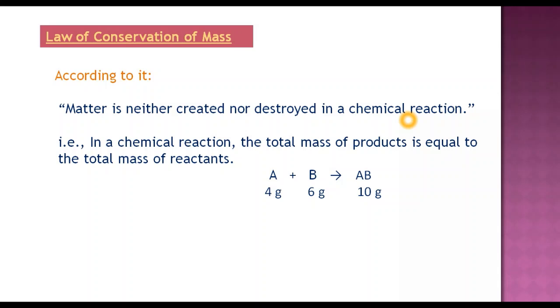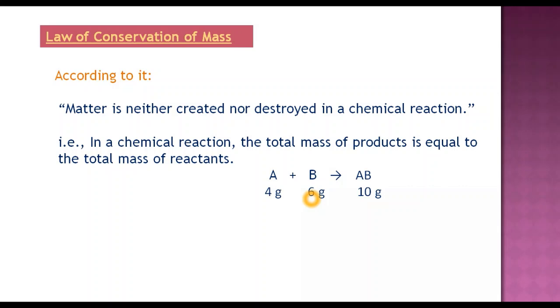So the law of conservation of mass states that in a chemical reaction, the total mass of products is equal to the total mass of reactants. That means there is no change in mass during a chemical reaction. See, if I am taking a substance A and it's combining with substance B, these are reactants. Suppose we are taking 4 grams of A and 6 grams of B. As per this law, it's not possible that this 4 gram gets changed into 6 grams. It's not possible some mass has been added. Or it's also not possible that the 6 gram will become 0 grams. It's not possible that the mass gets destroyed.